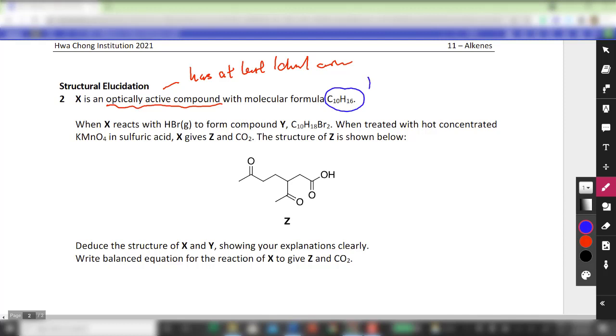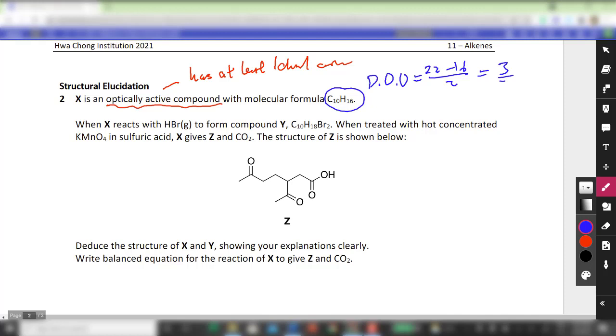C10H16, we can actually calculate the degree of unsaturation. If you want to recall how to calculate the degree of unsaturation, we look at the maximum number of H that a 10 carbon can have. That will be 22H based on 2n plus 2. So that will be 22 minus 16 divided by 2. So in this case, I'm going to get 3. That means that the unknown X has 3 double bond equivalents.